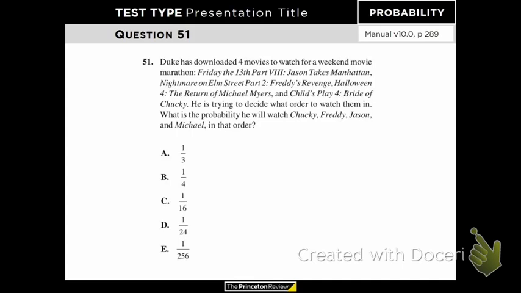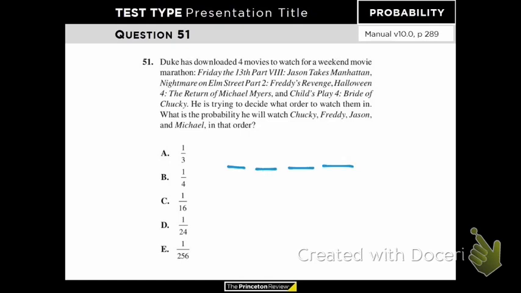Next one, Duke has downloaded 4 movies to watch for a weekend movie marathon, and then he lists those 4 movies. He's trying to decide what order to watch them in. What is the probability that he will watch Chucky, Freddy, Jason, and Michael in that order? So we need to count up how many orders are possible, right? Which is kind of what we did earlier.